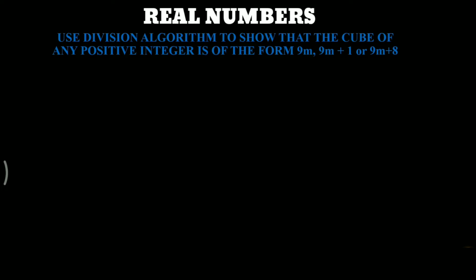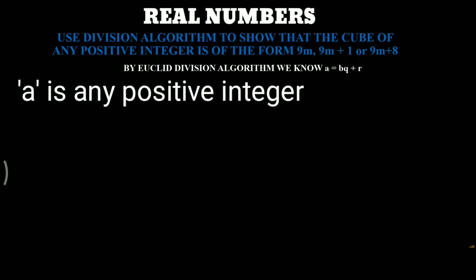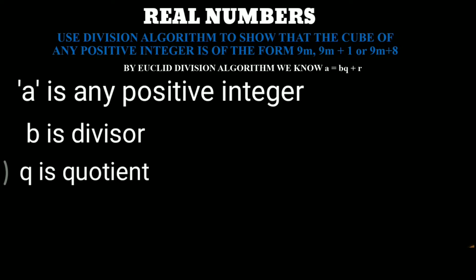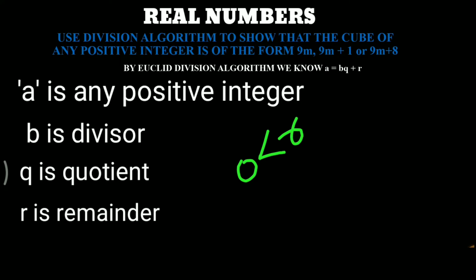Let me go through this problem. Let me prove it. So once again, you read the question. It advised us to use the division algorithm, so I am going to use the division algorithm. Let me recall the division algorithm. What is the division algorithm? That is a equals bq plus r. Here a is any positive integer, b is the divisor, q is the quotient, and r is the remainder, and r is greater than or equal to 0 and less than b.